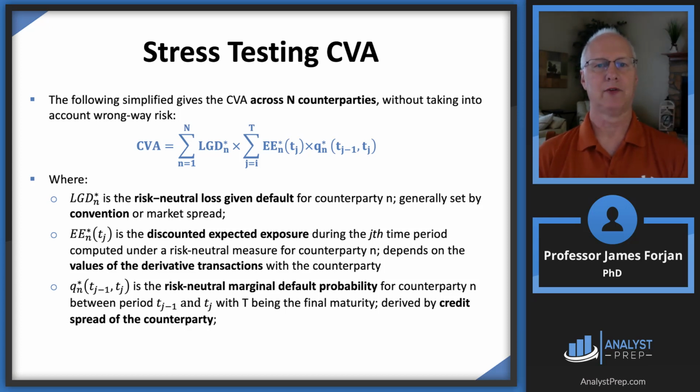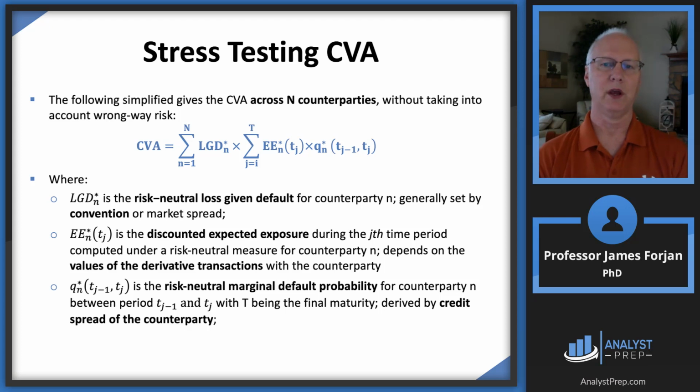Now, how about stress testing CVA? So we've got all of these counterparties. So notice what we're going to do here. This credit value adjustment on the left-hand side of the equal sign. On the right-hand side, we're going to sum those loss given defaults, and we're going to multiply that by the sum of the expected exposures times some probability.